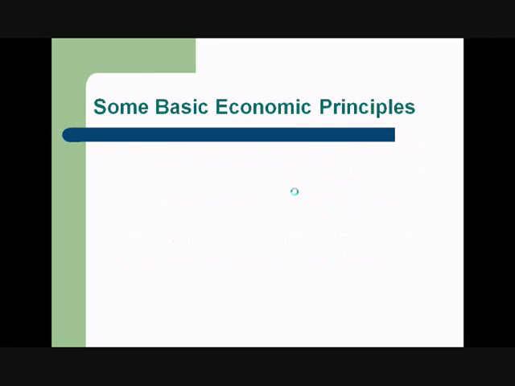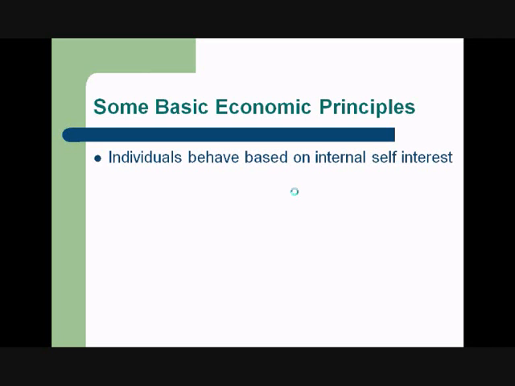So here we'll look at 8 basic economic principles. We'll just work through a couple of them today and conclude then with the next class. So the first basic principle is that individuals behave on internal self-interest, and this basically is that people do what they want to do, and as economists we don't make judgments on preferences, we don't rank preferences of one individual over another. We just take the preferences of individuals as given.